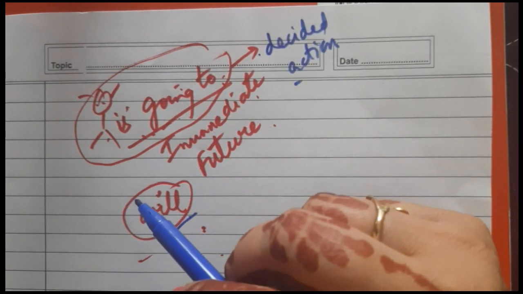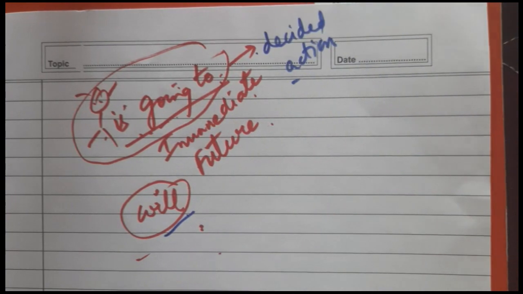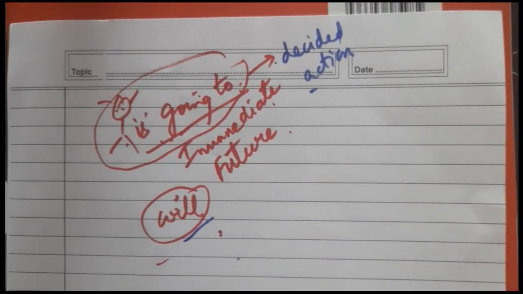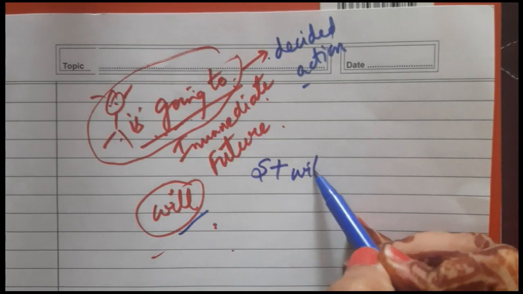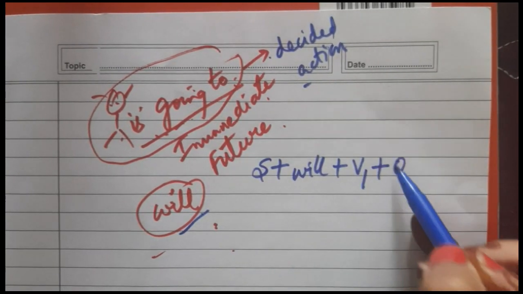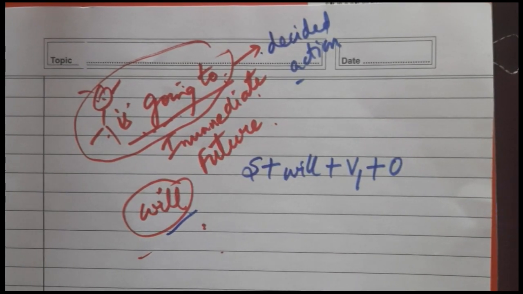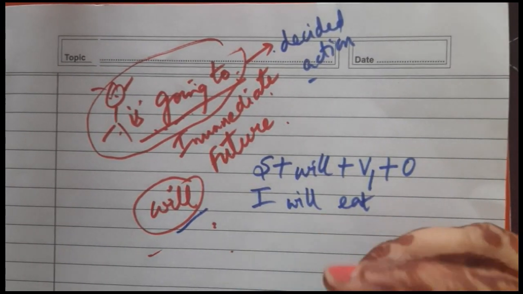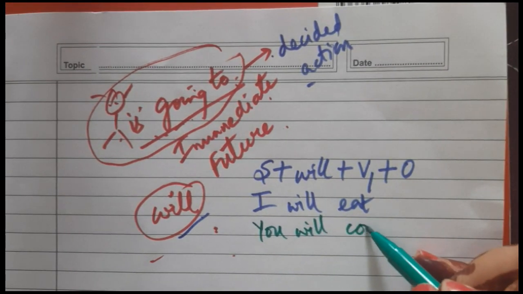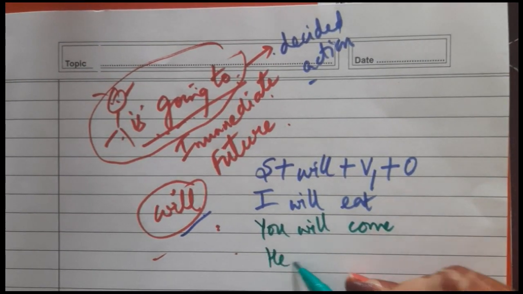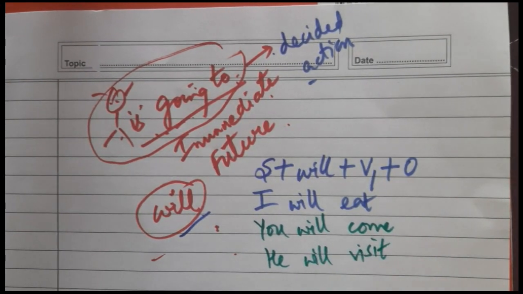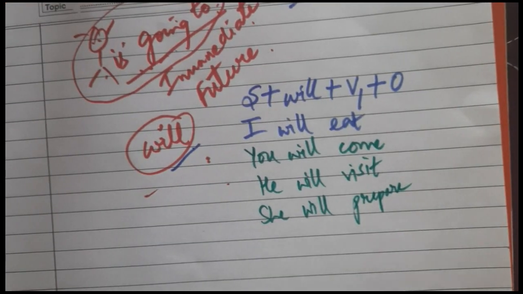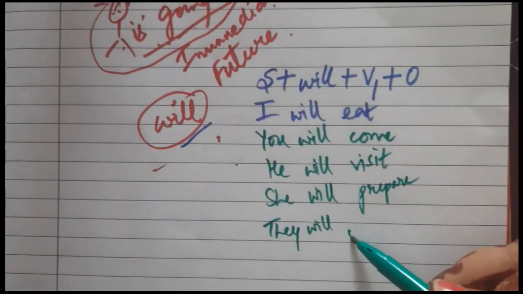Now to make it more clear, let us see certain exercises from your grammar book that will help us to understand the usage of this. You just need to remember the rule: subject plus helping verb will plus first form of the verb plus your object. Let me share some examples with you. For example, I will eat the food. You will come with me. These are simple examples. I am using the first form of the verb. He will visit the garden. She will prepare her speech. Similarly, they will invite us.